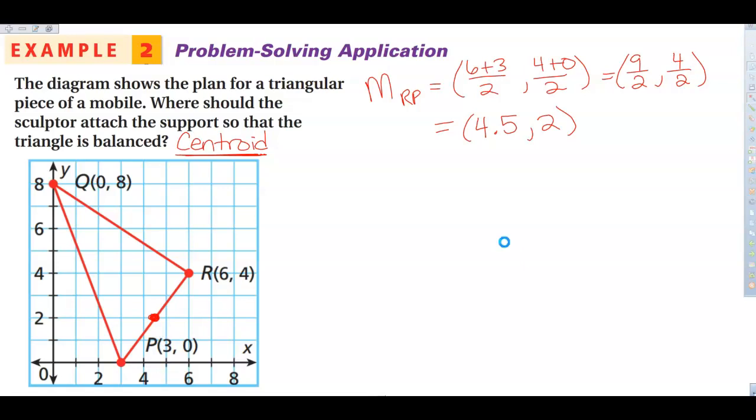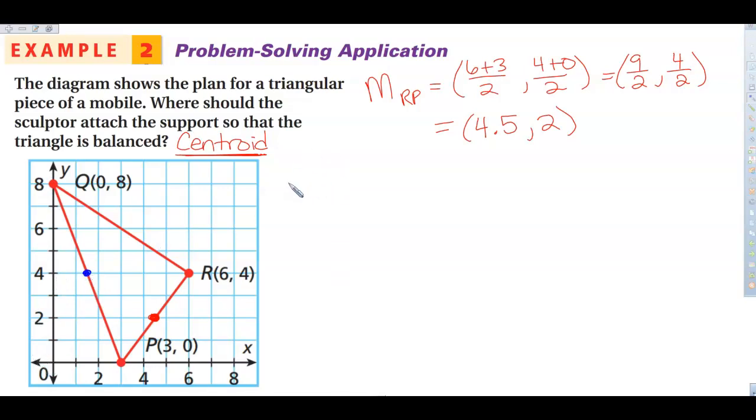Again, when you're on a graph at this point, you are welcome to do this either way. So let's do this one, all right? I see that my vertical change here is 8. So if I go up to 4, this is going to be a midpoint.